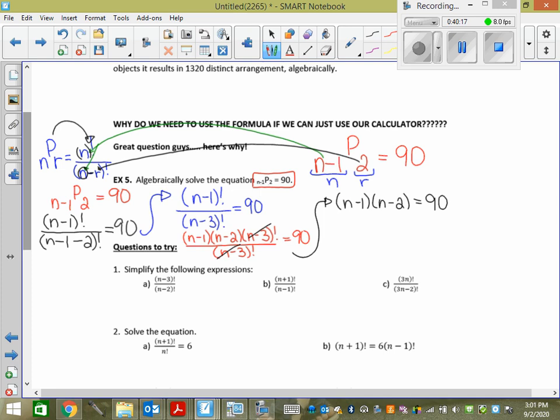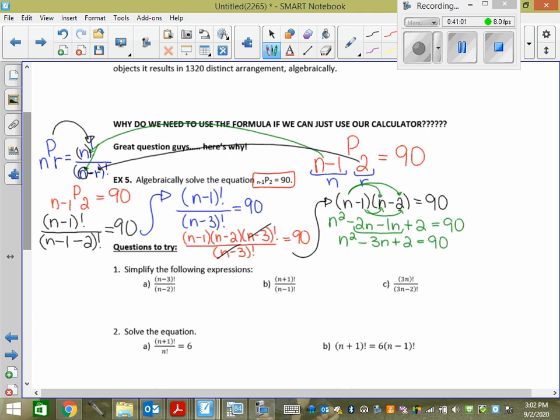Expand. So I can FOIL, or distribute if you don't like calling it FOIL. I'm going to go first times first, because whenever you have a binomial times a binomial, 2 terms times 2 terms, you FOIL. So you're going to get n squared. And then outside, n times negative 2 is negative 2n. Negative 1 times n, inside, negative 1n. Negative 1 times negative 2 is positive 2, equals 90. I'm going to get n squared minus 3n plus 2 equals 90.